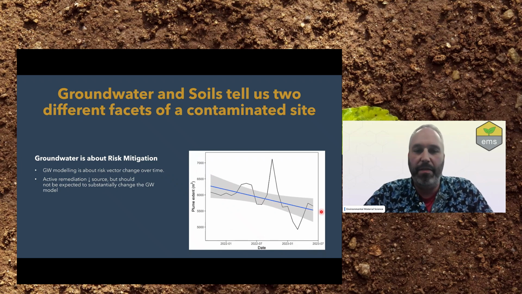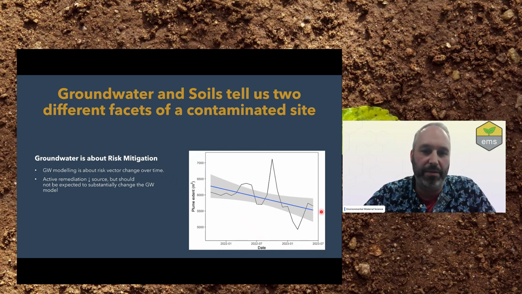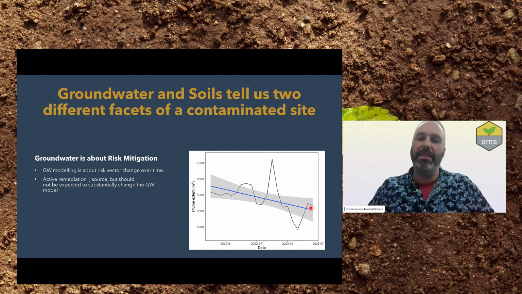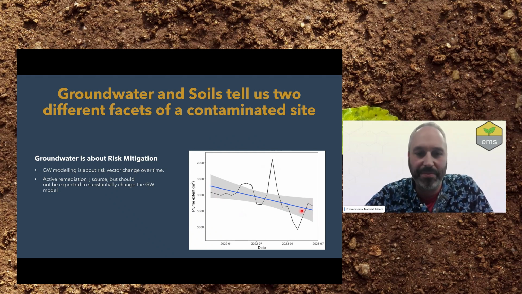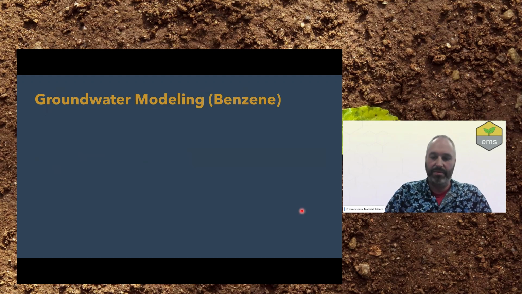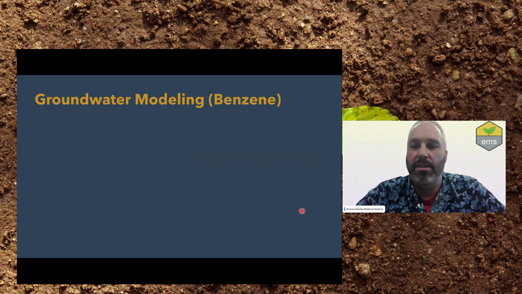But just to highlight how continuous data paints a different picture than point-in-time data, if you had sampled here and here, you might get the story that, oh no, something's going really sideways at our site, we really need to look into that. Or if you sampled here and here, you'd think, oh, our site's going to be clean in 2 years, when in reality the story's somewhere in between. And you wouldn't have got that if you didn't have continuous monitoring. So I'll talk a little bit about the groundwater modeling approach.